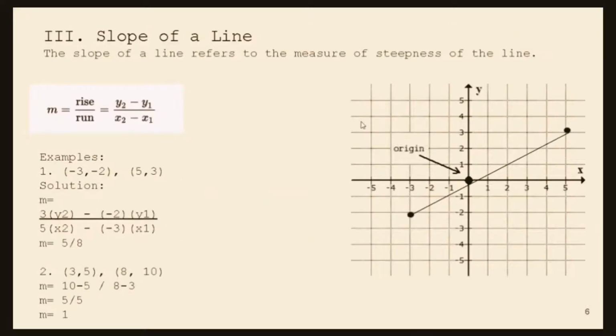Next naman is yung slope of a line. The slope of a line refers to the measure of the steepness of the line. So, the slope is represented by the variable m, and the formula is rise over run, or y2 minus y1 over x2 minus x1. So, ganito lang kasimple yan.